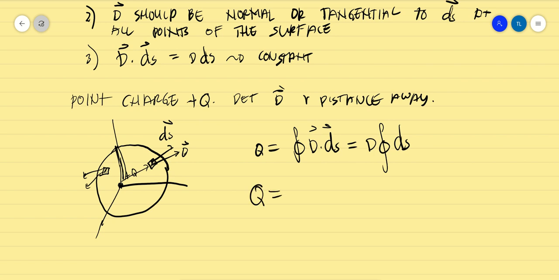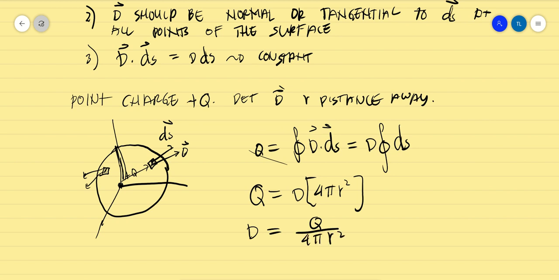So to solve for Q, Q will be equal to D times the surface area. So this is the total surface area of the surface that we choose, and the surface that we choose is a sphere. We don't need to integrate this one because we know the surface area of a sphere, and it's equal to 4 pi r squared. So this will be multiplied by 4 pi r squared. Then dividing both sides by 4 pi r squared, we have Q divided by 4 pi r squared.